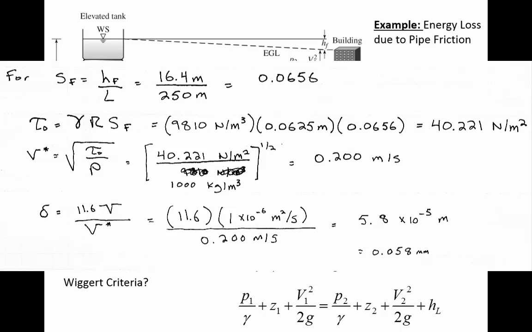So for the shear stress, when we substitute in the hydraulic radius and the typical unit weight of 9810, we get a shear stress of 40 newtons per meter squared. From that, we calculate the shear velocity as 0.2 meters per second. And finally, when we substitute it into the Morrison-Wiggert empirical equation, we get that the thickness of the layer is 5.8 times 10 to the minus 5th meters.